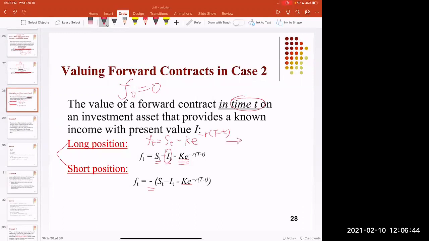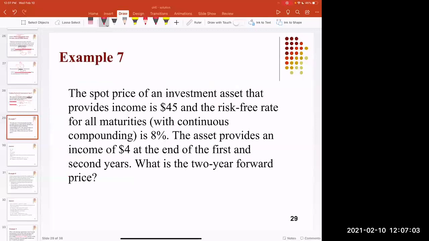So here, this is for case 1, okay? I just don't want you to get confused, so you can compare these two cases. The difference is what? For case 2, we deduct the present value of investment income. Okay, so next we're going to talk about an example, to see how we use this formula.